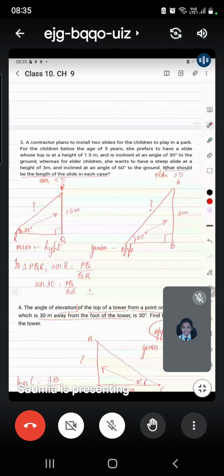Sin 30 is half. And what is PQ? 1.5. I think I made a mistake. No? Hypotenuse is PR, right? Yes. So how will I find out PR? Cross multiply. PR is 1.5 into 3 meters. So I got this 3 meters. Now you all calculate and tell me this answer.